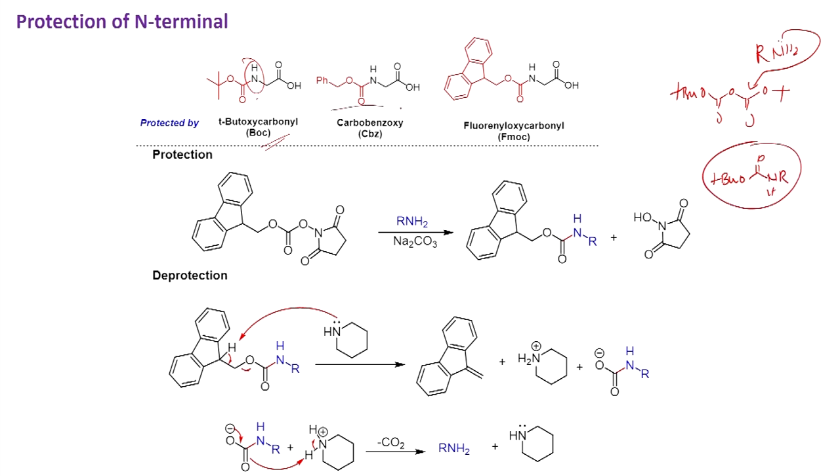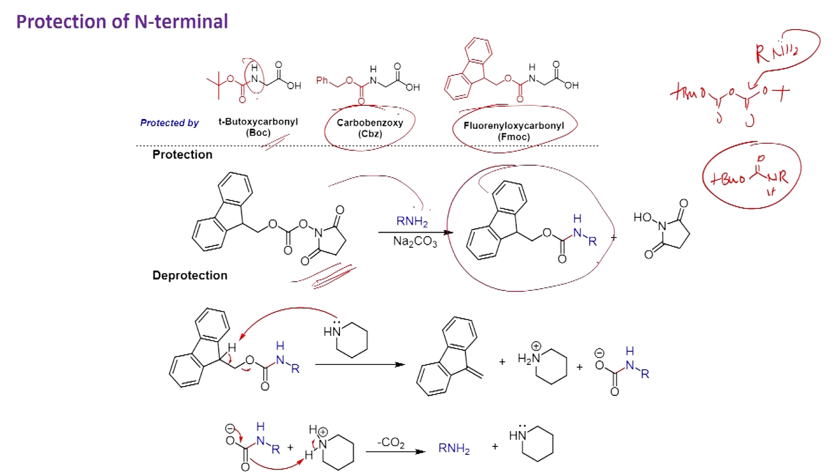The other common protecting group is this one, the carbobenzoxy protecting group. You can also use this one, fluorenylmethyloxycarbonyl, as a protecting group. This is a common protecting group used for the protection of the amino group in peptide synthesis. An example is shown here. As you can see, this is commercially available. When you react with amine in the presence of base, you will be able to form this N-protected derivative, as you can see here.